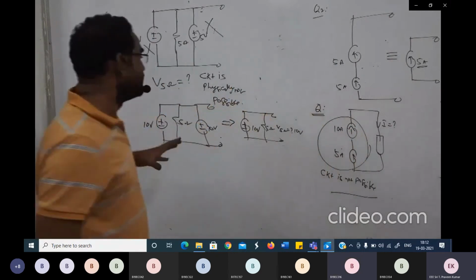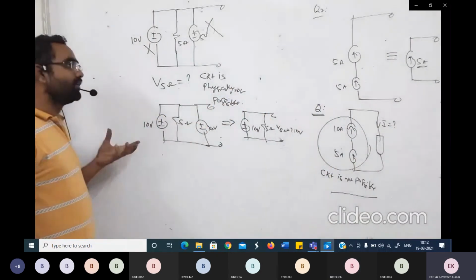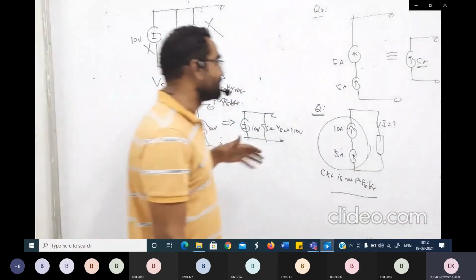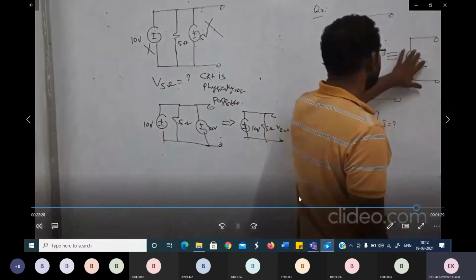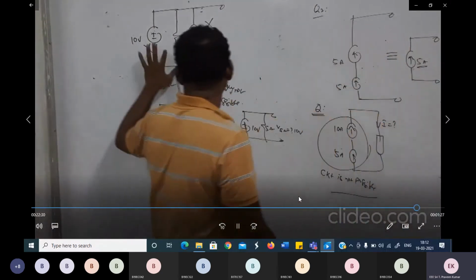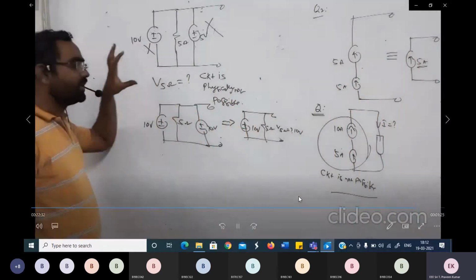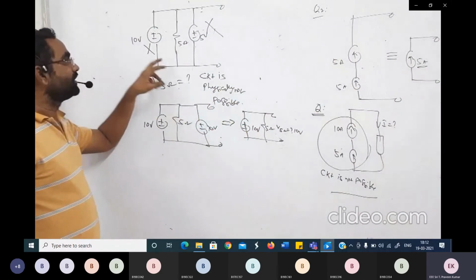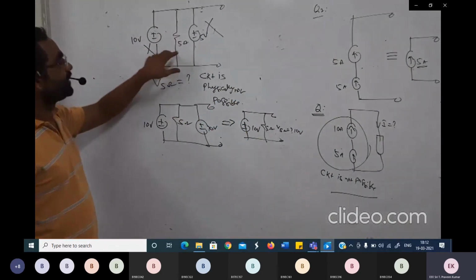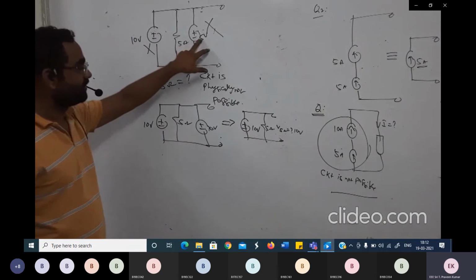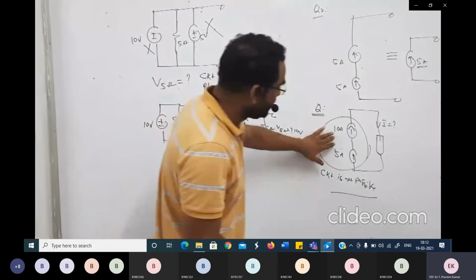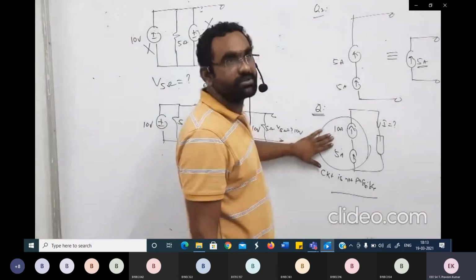This is what we call the concept of equivalent voltage sources, equivalent current sources. When they are connected in series, it has to be of same current. When voltage sources are connected in parallel, they have to be of same value. If not, it is difficult to say what is the voltage across this element, because this is 10, this is 5, so it's not possible. Similarly, the other case for your current sources also.